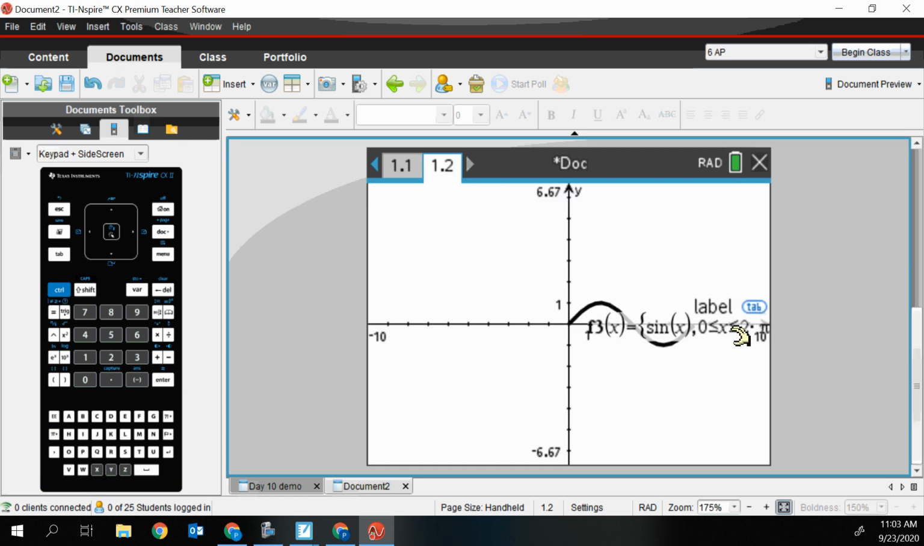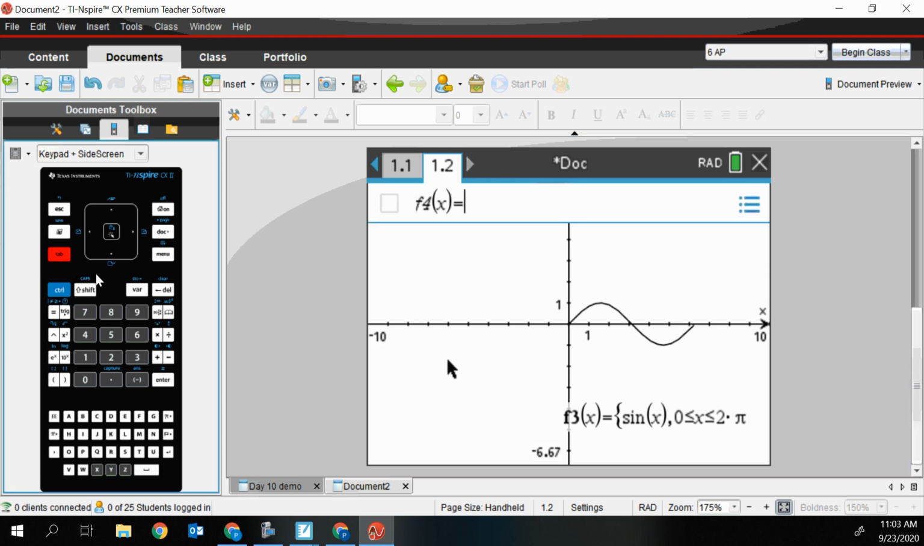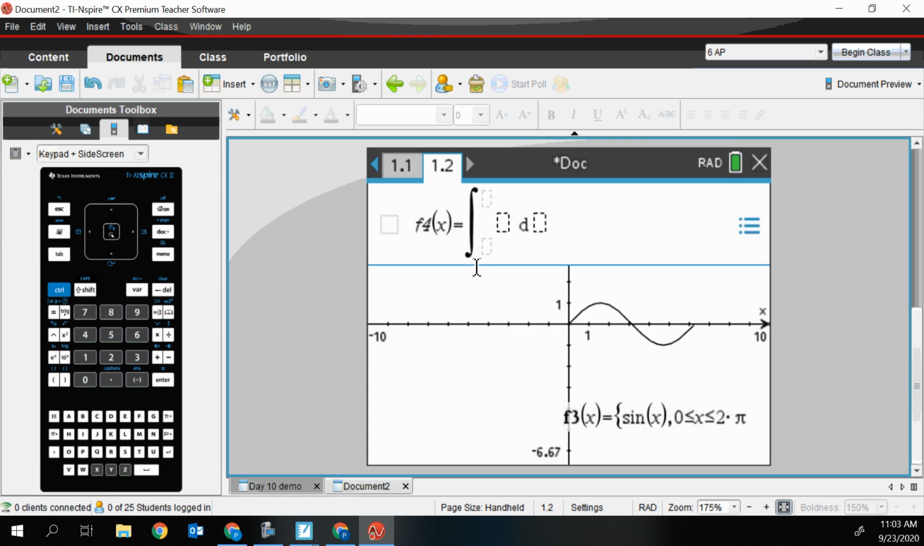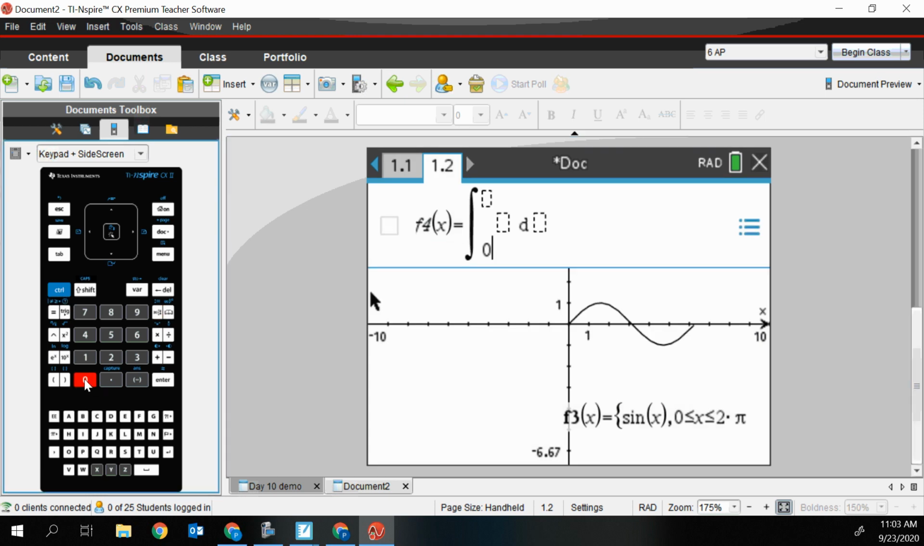And there's our original function. I'll drag my label out of the way. So now note it's an F3. So we're going to now graph our accumulation function. You can hit Tab or Control G to get up a graphing line. We'll select our integral. We are going from 0 to x.